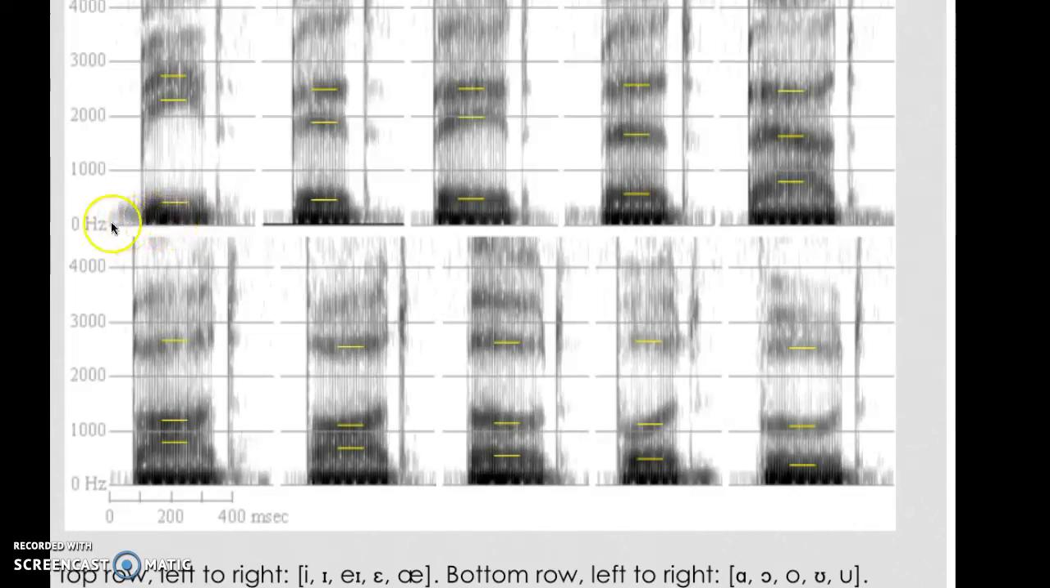If it was a male, male pitches are usually somewhere between 130 and 160 at the highest. That would correspond to what we see here, somewhere in the hundreds, maybe at the most 200. So F0 is going to stay pretty similar across, because it is indicative of the person's pitch.